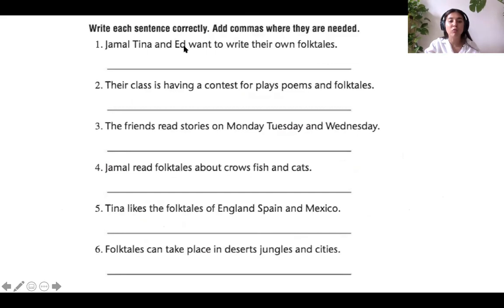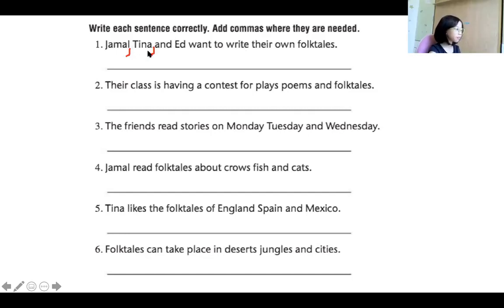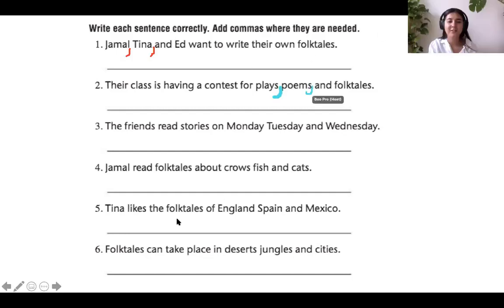Who can please draw the commas in? Can you do number 1, Kaki? Good, lovely work, Kaki. Jamal, Tina, and Ed want to write their own folk tales. Number 2, Boo, can you show me where the commas should go? Good job, well done, Boo. Their class is having a contest for plays, poems, and folk tales.